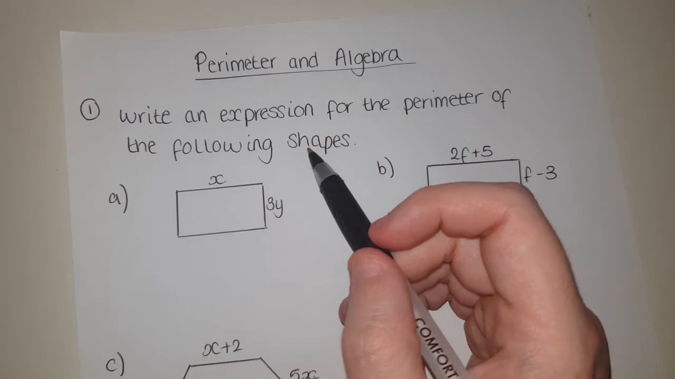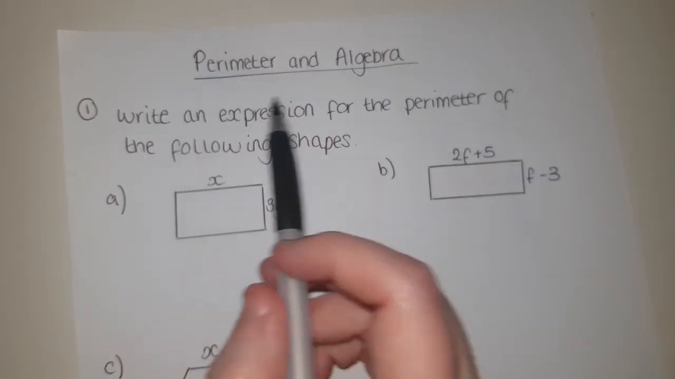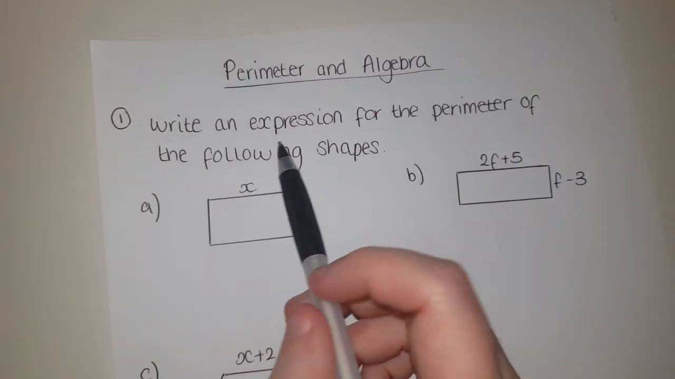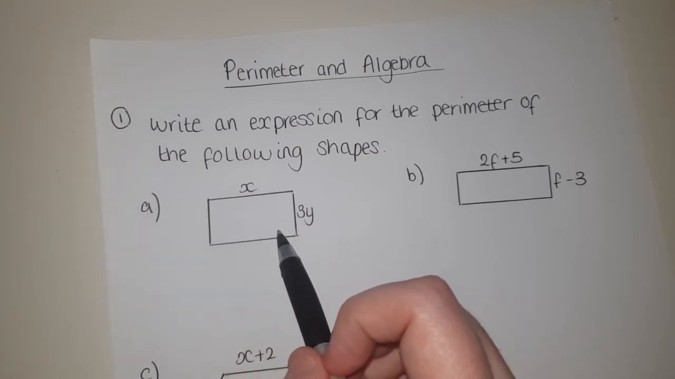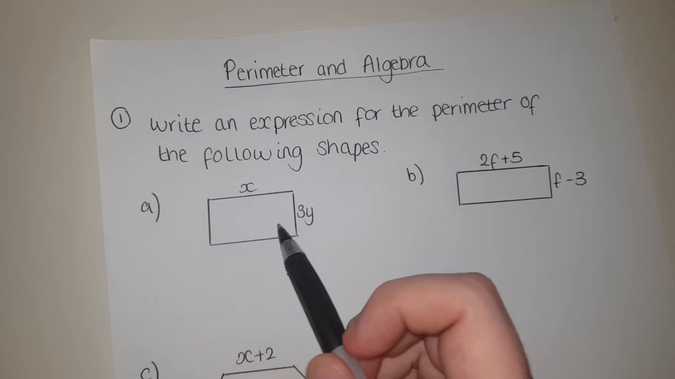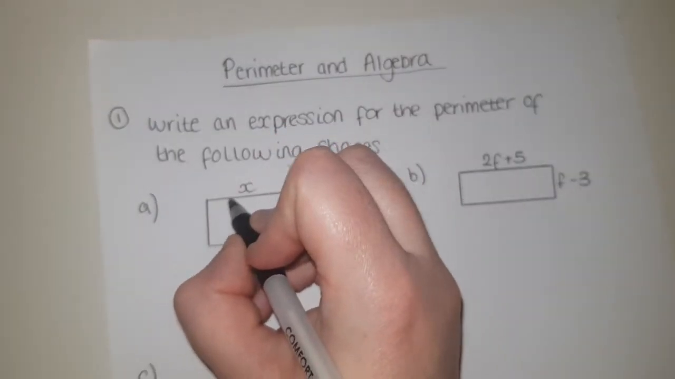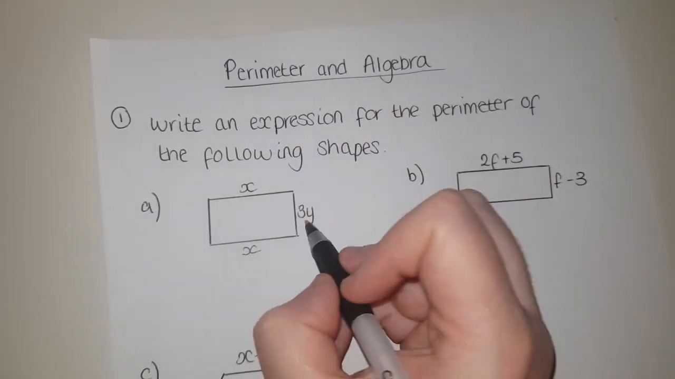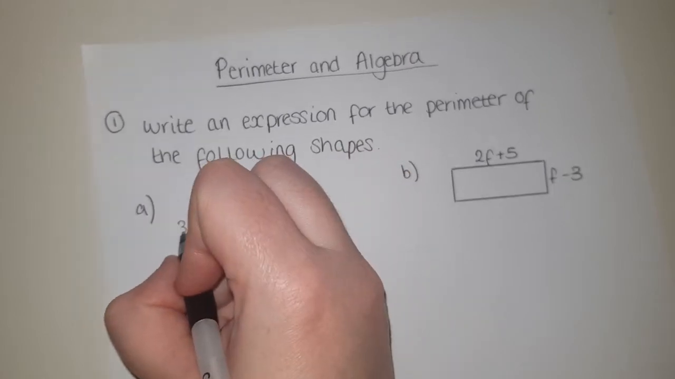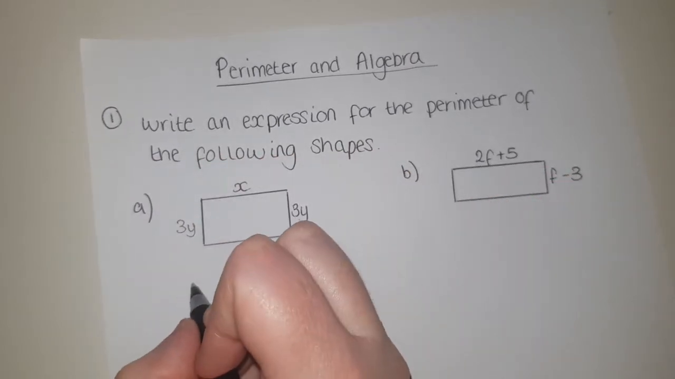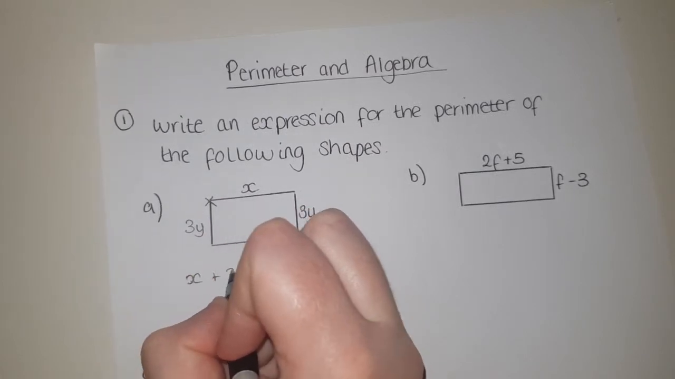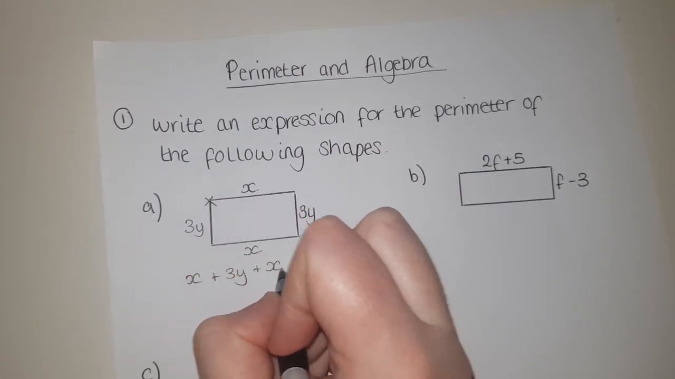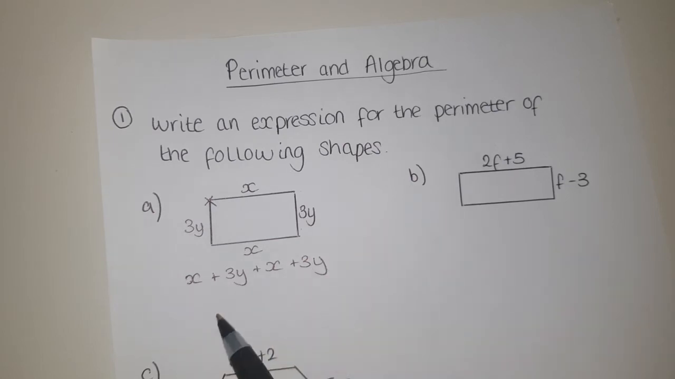Okay, so we want to write an expression for the perimeter. Okay, an expression for the perimeter just means that you work out the perimeter, but instead of getting a nice number, you get something that's got lots of letters in it. So we know that if the width there is x, then the base is x. I know if this height is 3y, then so is this one. So if I'm going to do the perimeter, pick a starting point again. I've got x plus 3y plus x plus 3y. We're just going to tidy it up.